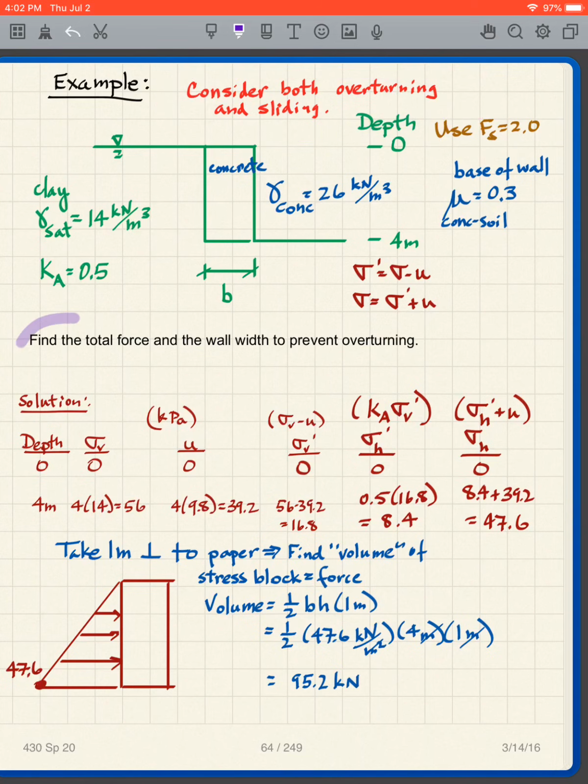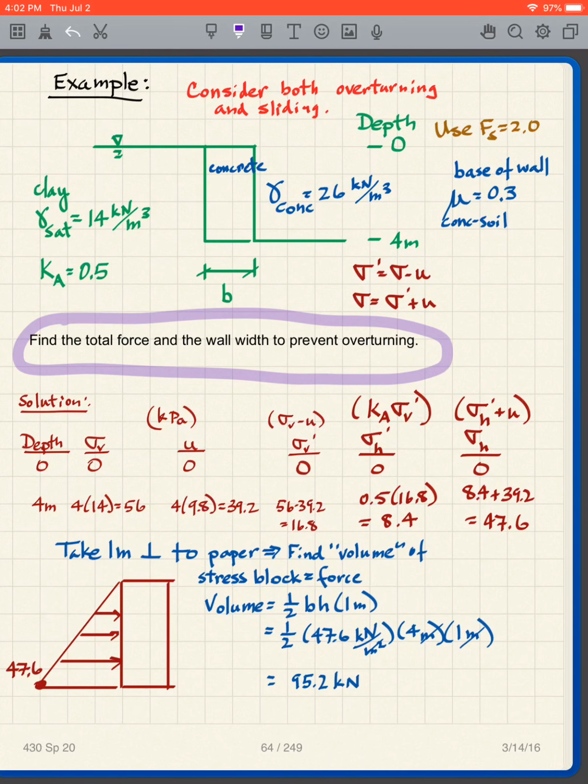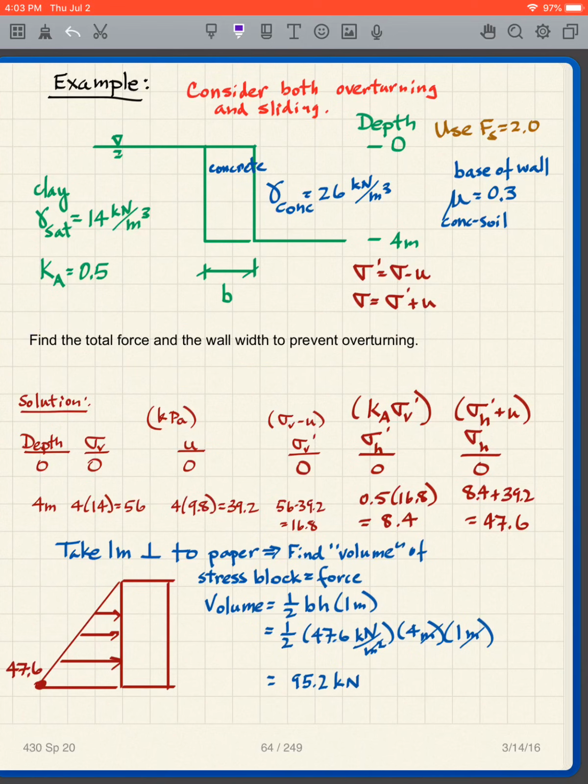And what we want to do is find the total force and the wall width to prevent overturning. When I say the total force, I mean the total horizontal force on the wall. And then I'm going to try to find the wall width to prevent overturning. We'll also do something with sliding at the end.